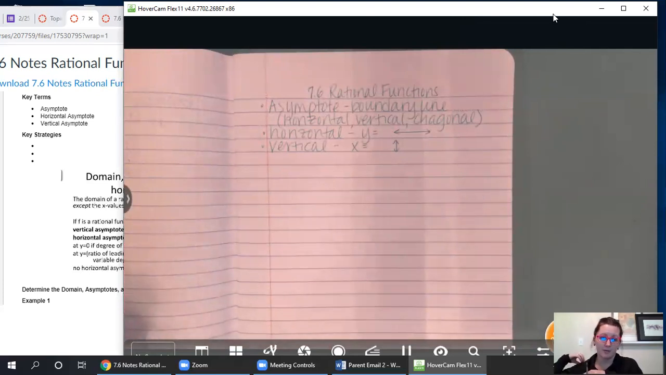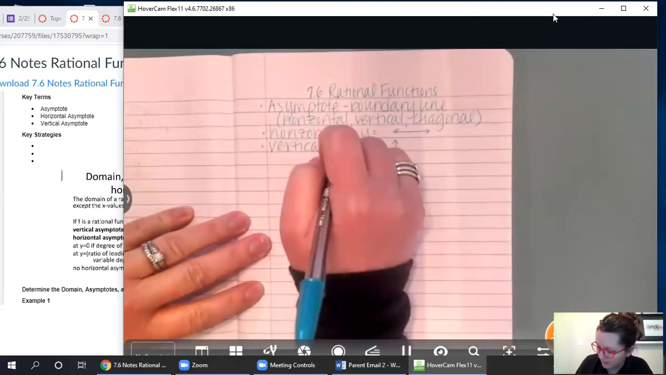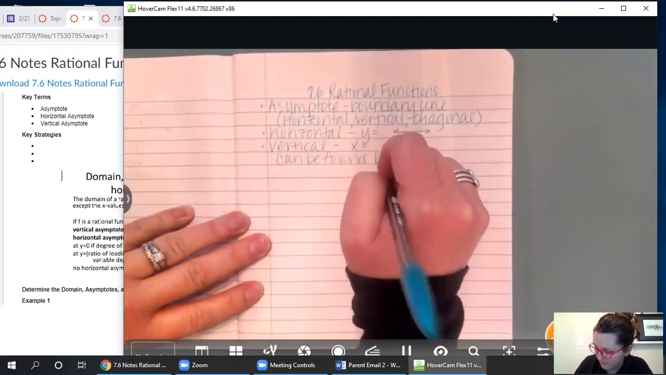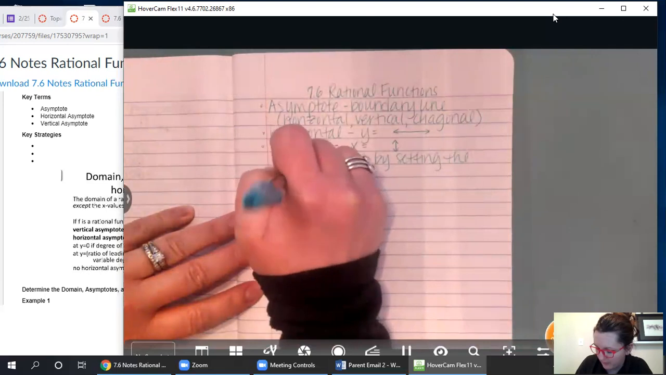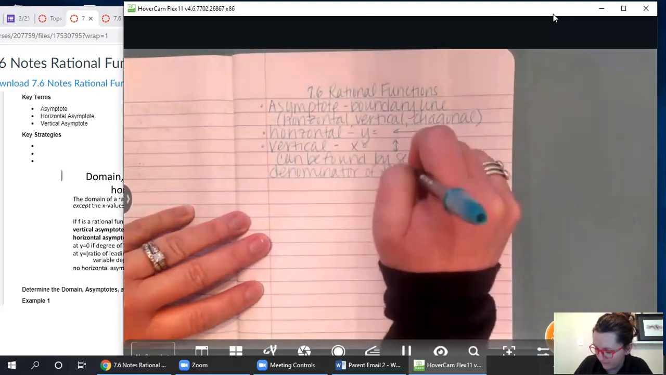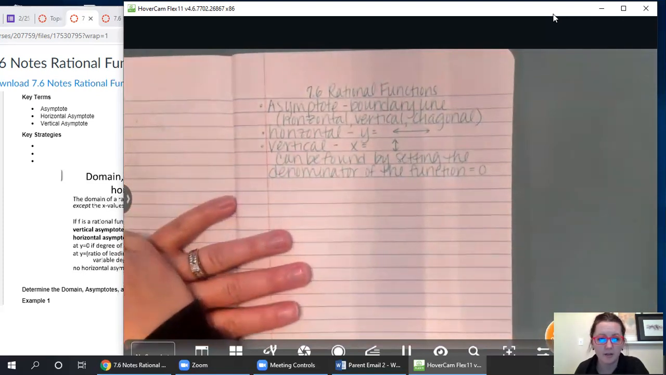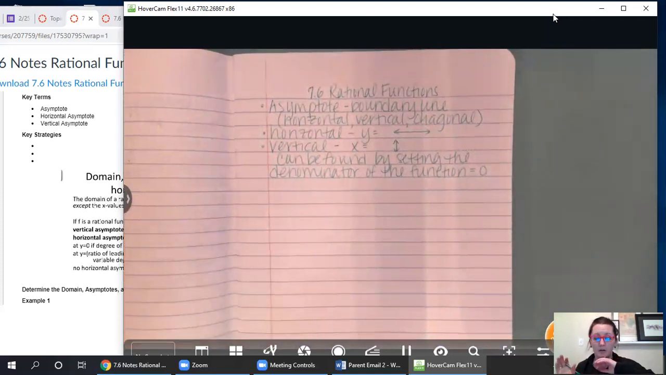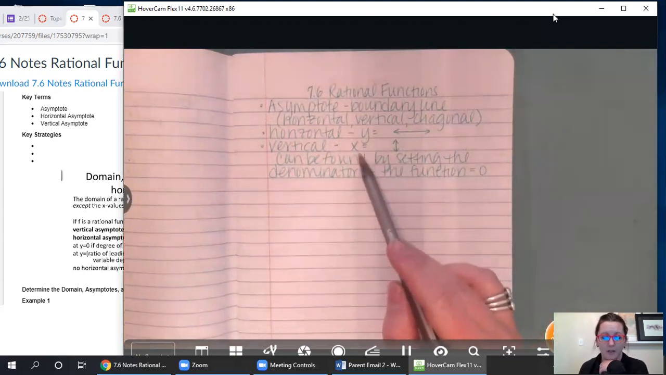So a vertical asymptote can be found by setting the denominator of the function equal to 0, right? That's also the way to find the domain, to find out what x values can be part of the graph or not part of the graph. But in this case, we're actually finding that x equals line, right?